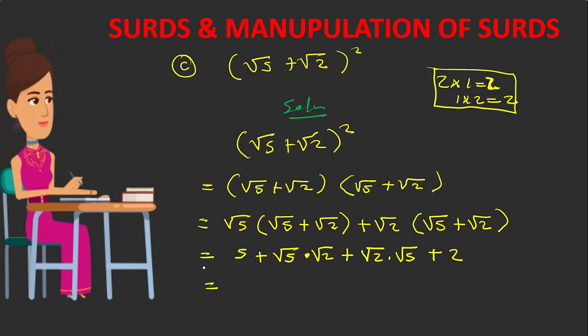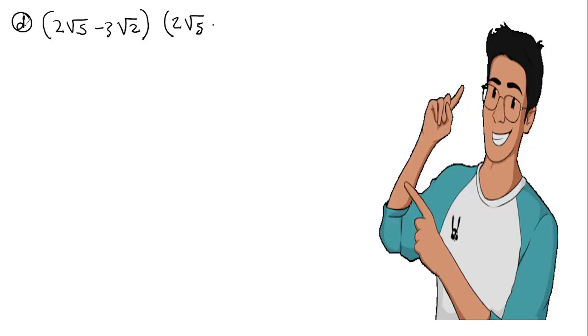Okay, no question. So we can move on and do the last example, which is D. So this is 2 square root 5 minus 3 square root 2, open brackets. Then we have open brackets 2 square root 5, and then you have plus 3 square root 2. Sorry, there is a 3 in front of the square root 2.